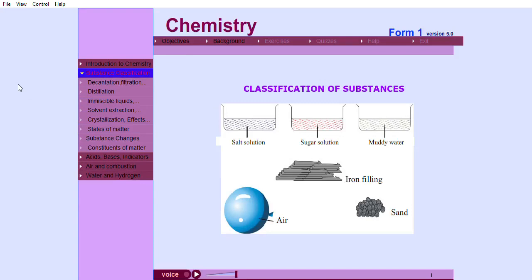Substances can be classified according to their properties. In this topic, we will look at how substances can be classified and how their mixtures can be separated. Some of the methods used to separate mixtures include decantation, filtration, and evaporation. Let us find out how these methods are used in separating different mixtures.